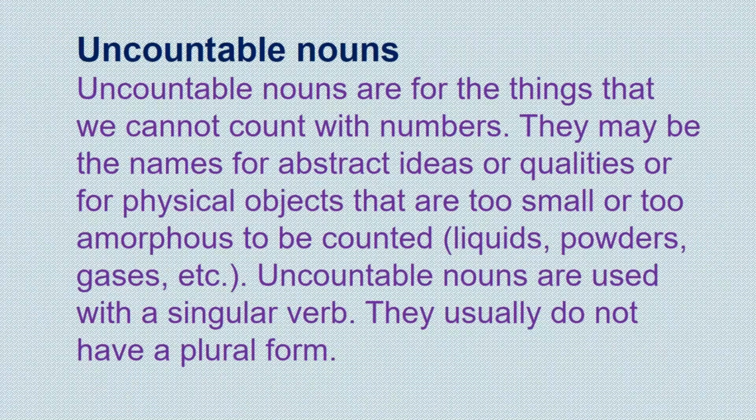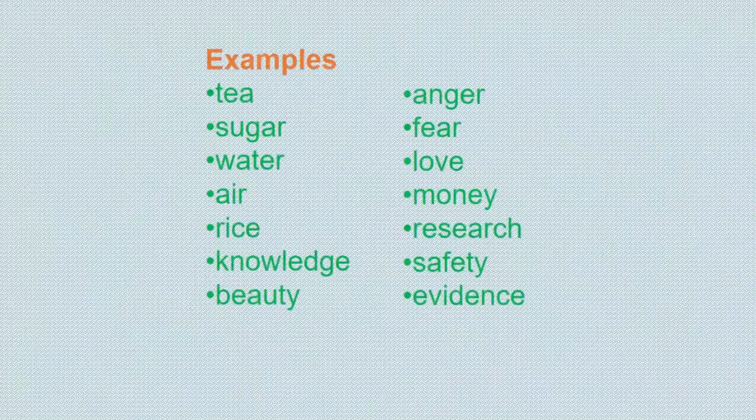Uncountable nouns. Uncountable nouns are for the things that we cannot count with numbers. They may be the names for abstract ideas or qualities, or for physical objects that are too small or too amorphous to be counted: liquids, powders, gases, etc. Uncountable nouns are used with a singular verb. They usually do not have a plural form.